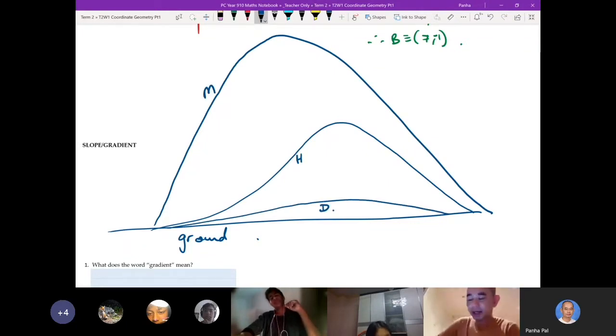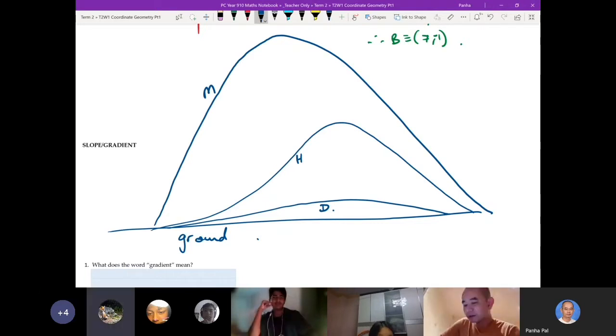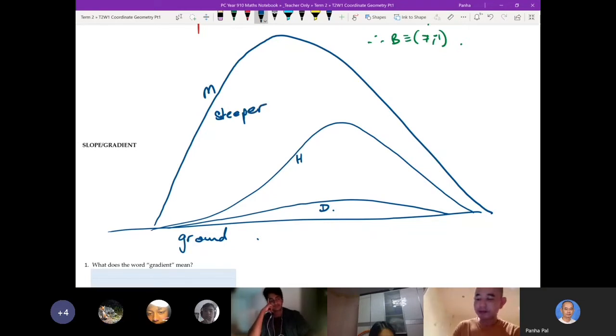Which one do you think is going to be harder for you to climb? The mountain, right? Why is that? Because it's a lot steeper. Thank you. Steep. I just heard one word. What is steeper? This one would be steep, and this would be less steep, isn't it? What are you referring to when you talk about steep? You're referring to this kind of line idea, isn't that right?